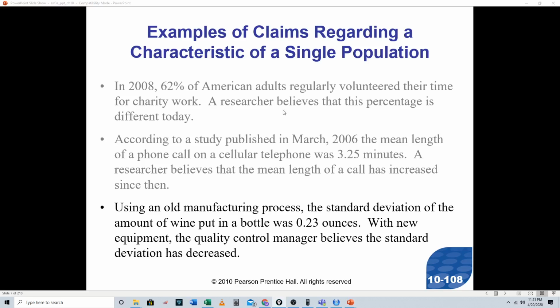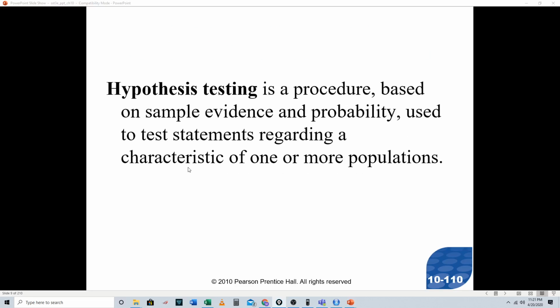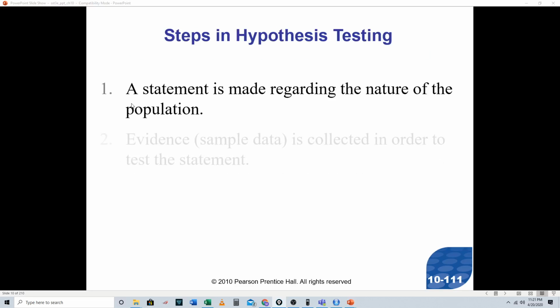I'm not going to have you find the type 1 or type 2 errors because that's just a pain to find. Type 1 is not a problem, but type 2 errors, I'm not going to worry about that. All right, so again, hypothesis.